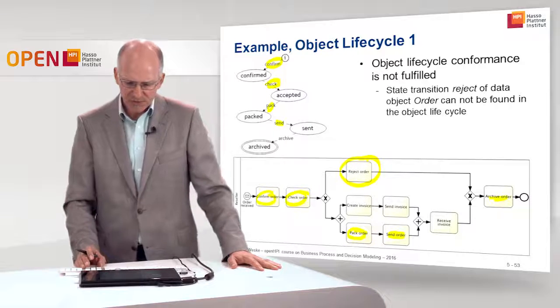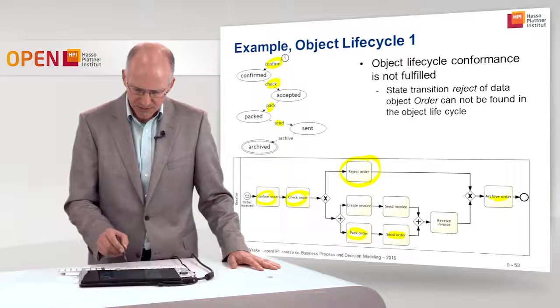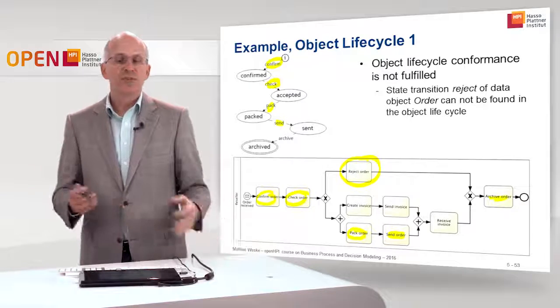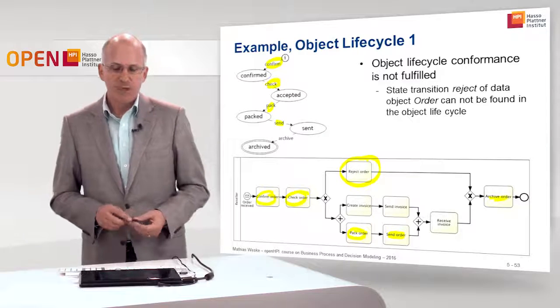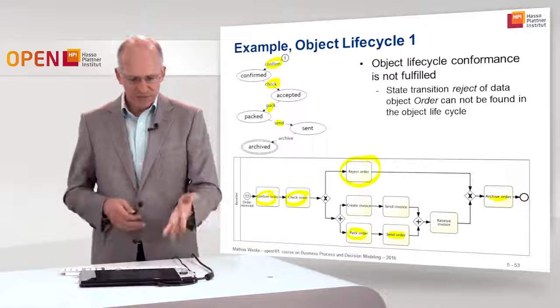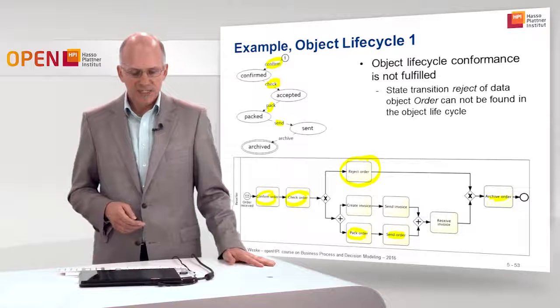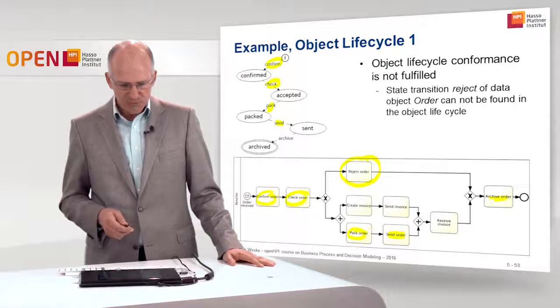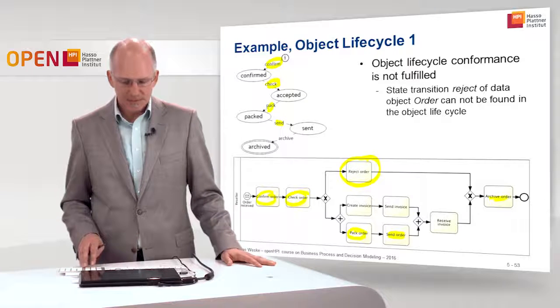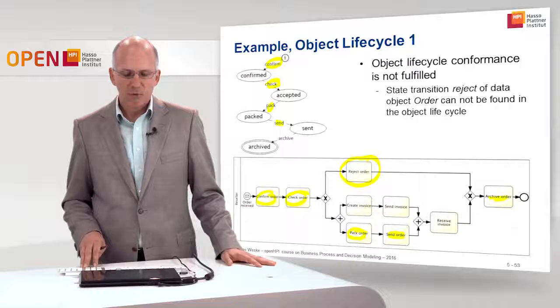The state transition reject of data object order cannot be found in the object lifecycle. Therefore, there is a problem either with the object lifecycle or with the process model, and then experts need to look into this. In our example, obviously, we also need to be able to reject an order. Therefore, the problem is apparently in the order lifecycle.